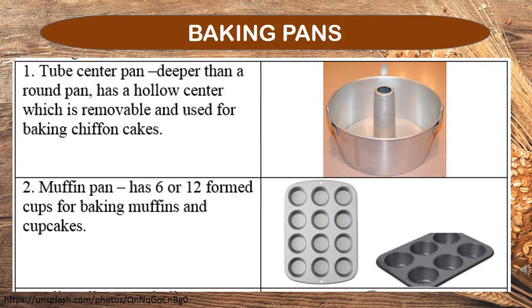Baking pans. The first example of this is the tube center pan. Deeper than a round pan, it has a hollow center which is removable and used for baking chiffon cakes. Number 2 is the muffin pan. It has 6 or 12 formed cups for baking muffins and cupcakes.